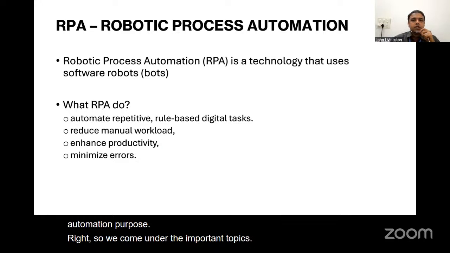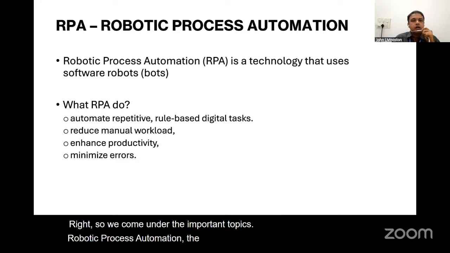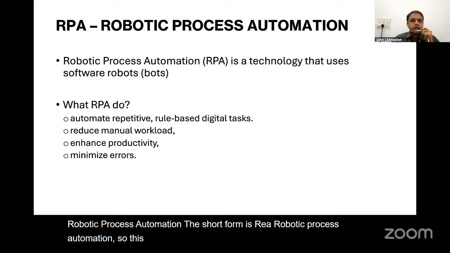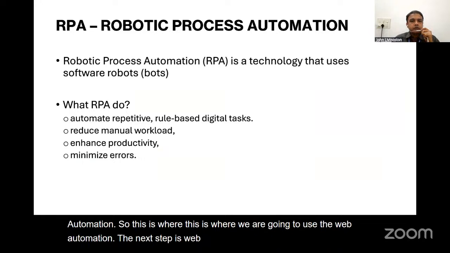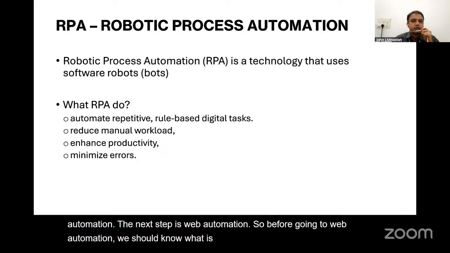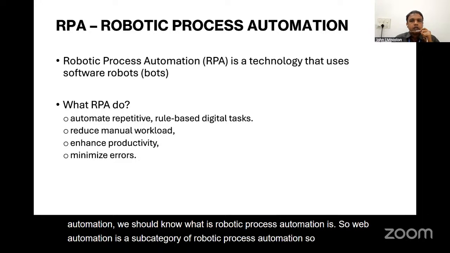Robotic process automation. The short form is RPA, robotic process automation. This is where we are going to use web automation. The next step is web automation. Before going to web automation, we should know what robotic process automation is. Web automation is a subcategory of robotic process automation. So what is robotic process automation?